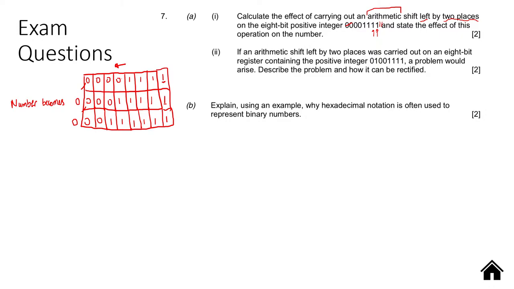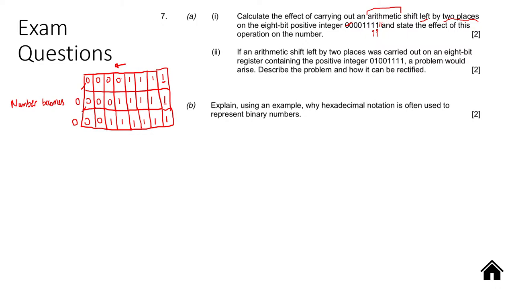Anyone got any questions about that? Yeah. So when the number actually doubles every time, remember when we're doing shifts? So when it says state the effect this has on the operation of the number, it's going to try and double it once, it's going to try and double it again.